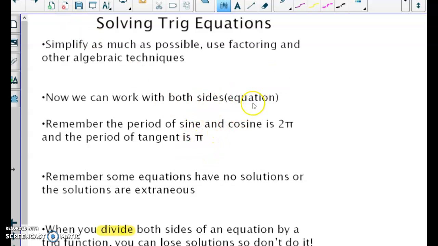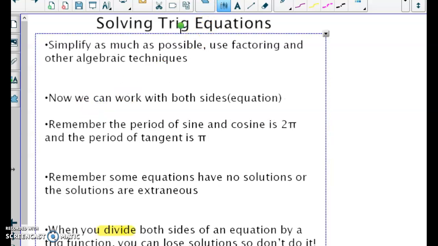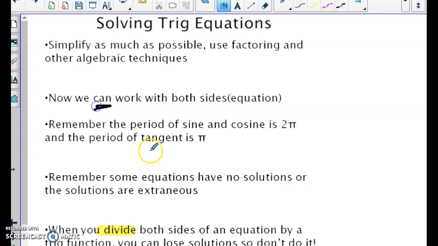So most of the stuff that we're doing in this section is we're solving trig equations. We're finding out where they're true. So we're going to simplify as much as possible using factoring and our algebraic techniques. Now we can work on both sides of the equation because we're done with that section. So just remember that that section is over, so now we can do some of these things. Remember, the period of sine and cosine are 2 pi and the period for tangent is pi. And remember that some equations do have no solutions.